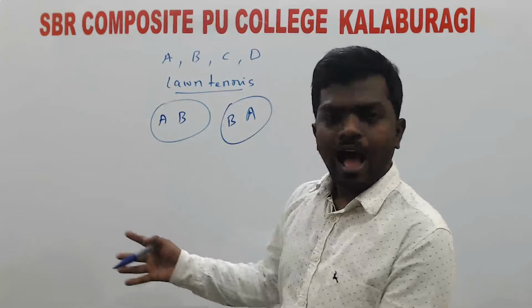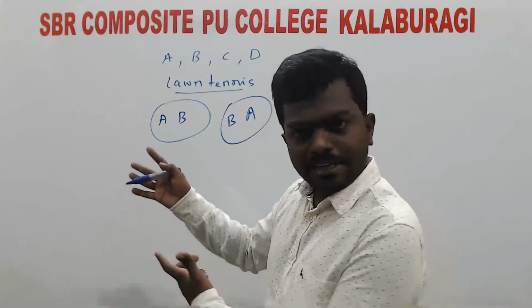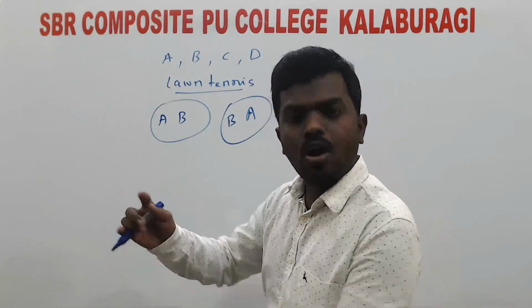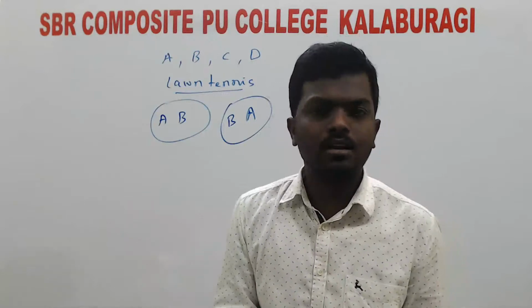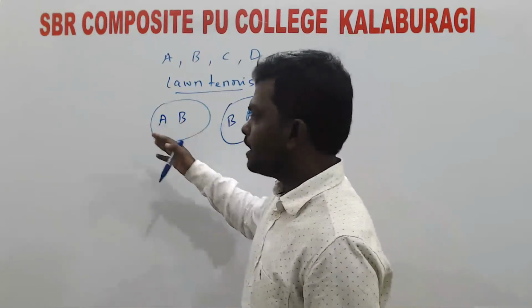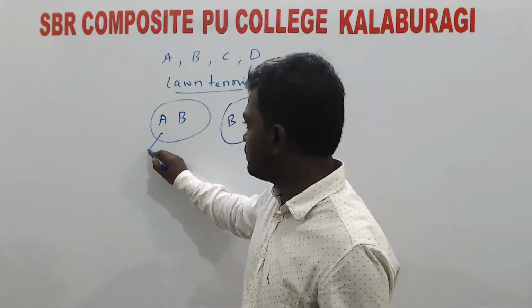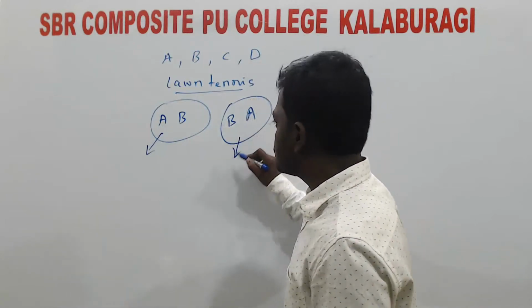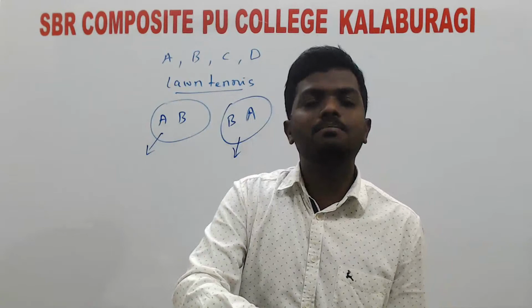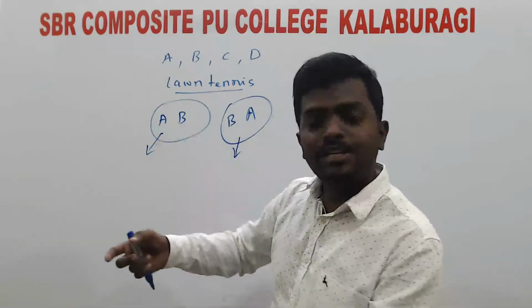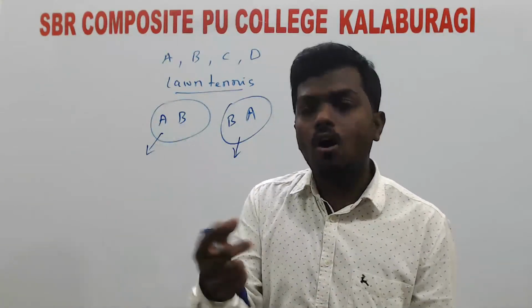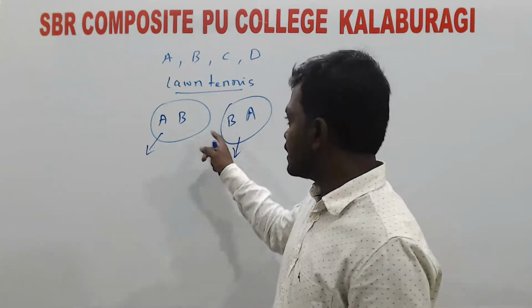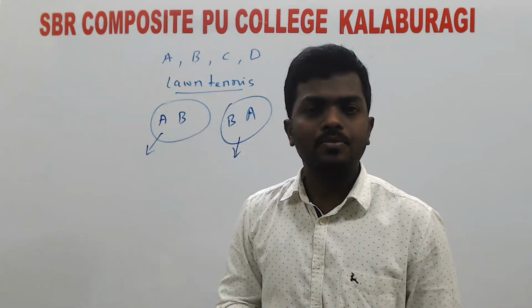So now look here. Am I taking the same team or a different team here? A is also, this is a team consisting of A student and B student. And this is also a team consisting of A student and B student. So here, in the selection of a team, the order doesn't matter, right?